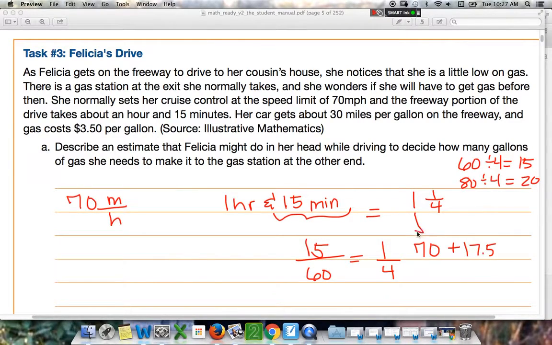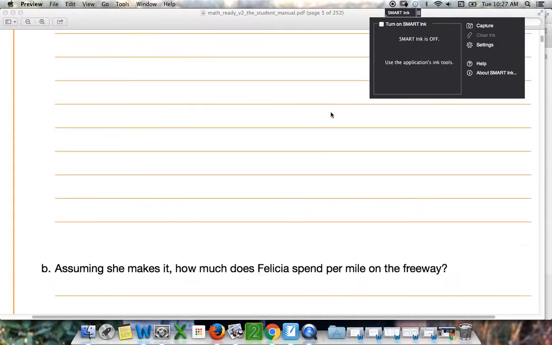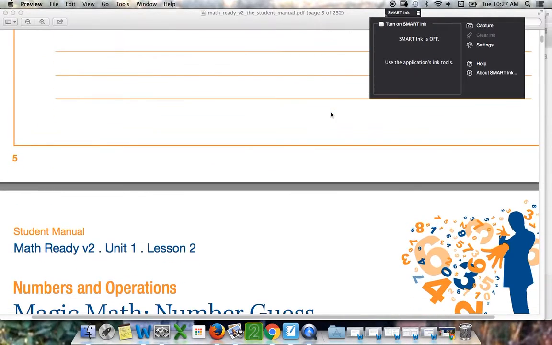So in 1 hour she would travel 70 miles, and in a quarter of an hour she could travel 17.5, which is a total of 87.5 miles. If she gets 30 miles per gallon and she's traveling about 90 miles, she would need 3 gallons of gas to get to where she's going. So that's how you would set that problem up. As long as I've seen some work like this, I could give you full credit for part A. I want you to try to do part B. If you have questions, just let me know.